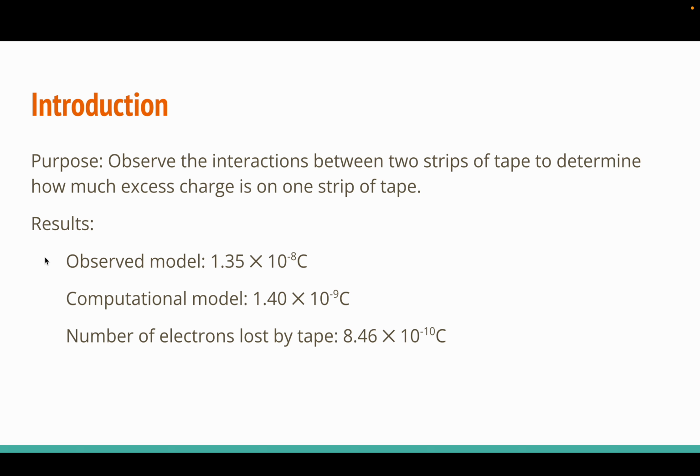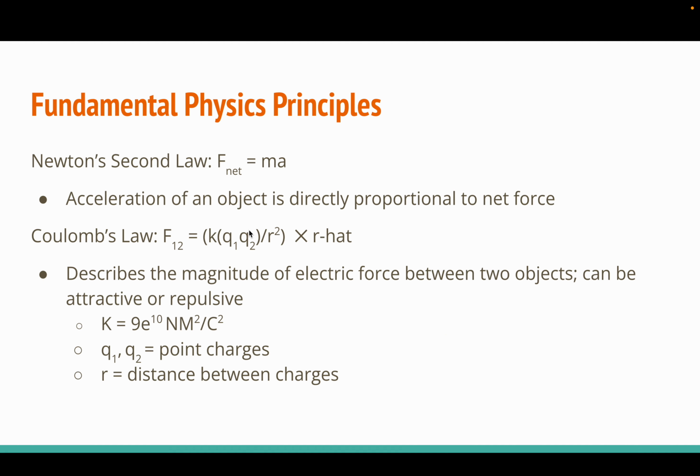So our results from this experiment were that our observed model had 1.35 times 10 to the negative 8th coulombs of charge. Our computational model gave us 1.40 times 10 to the negative 8th coulombs of charge for one strip of tape. And then the number of electrons that we said were lost by the tape were 8.46 times 10 to the negative 10 coulombs.